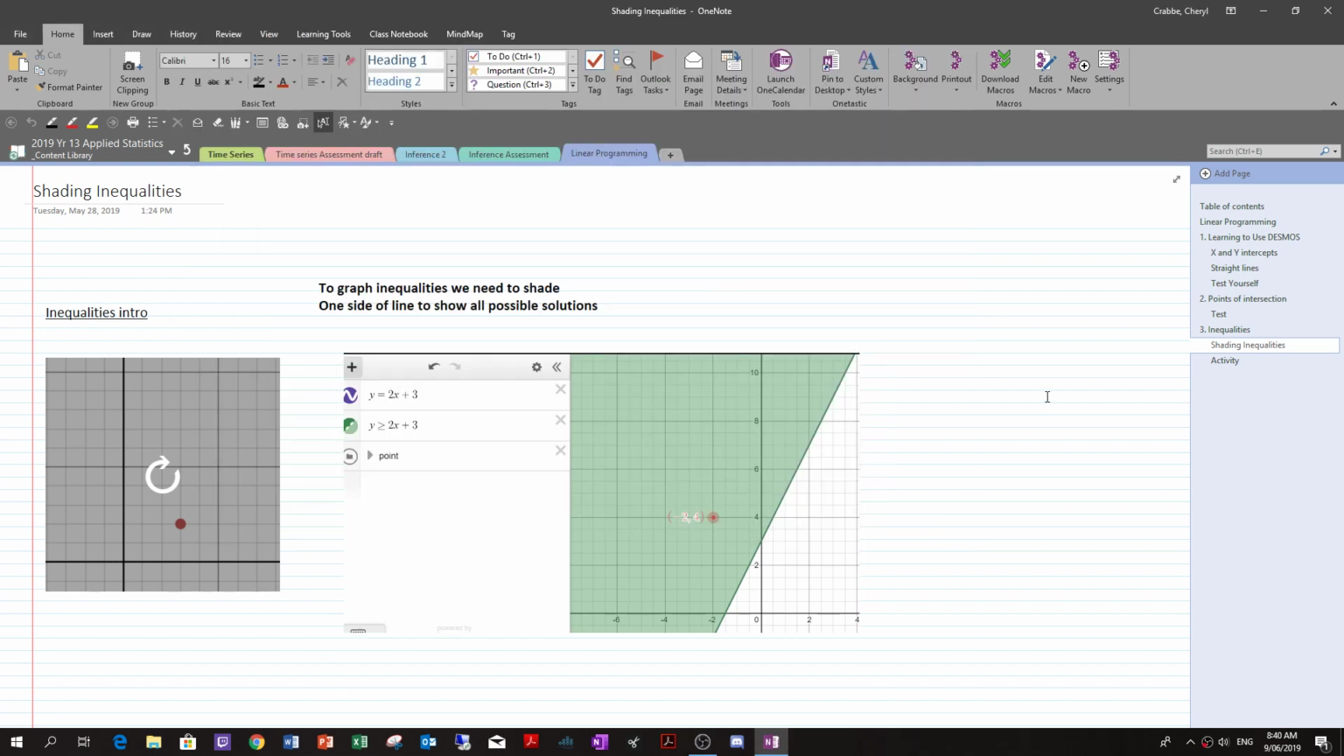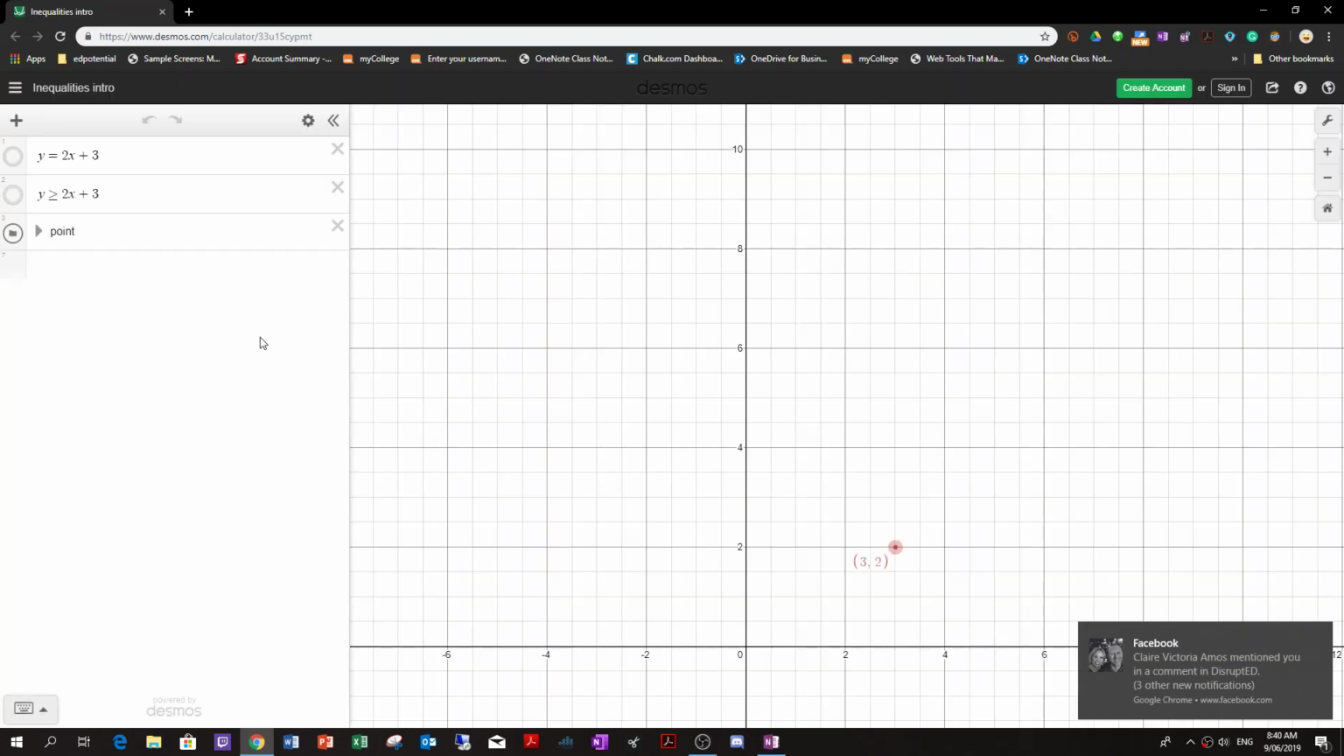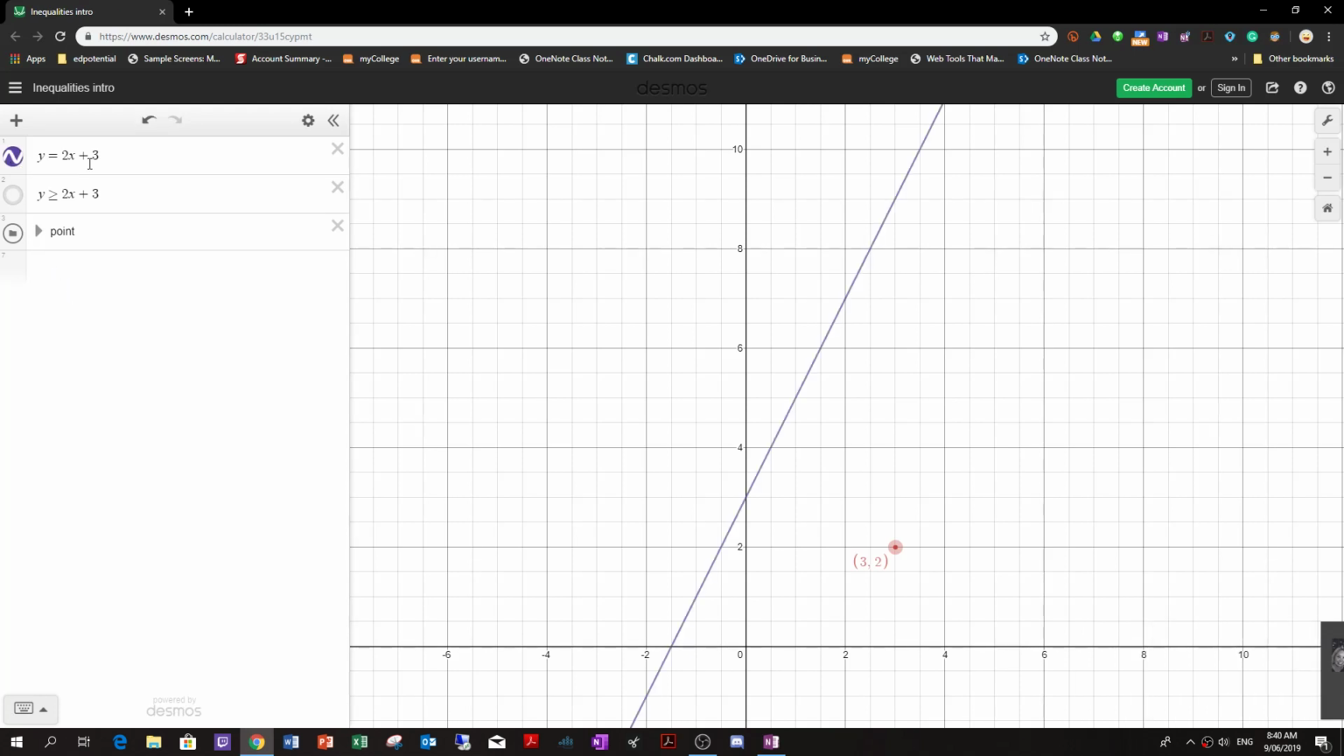Okay, for our second video on inequalities, we're just going to take a look at what happens when Desmos graphs an inequality. When we graph them, what's different from the regular line? So there's our line of y equals 2x plus 3. We can plot it by finding some x and y intercepts or some points.